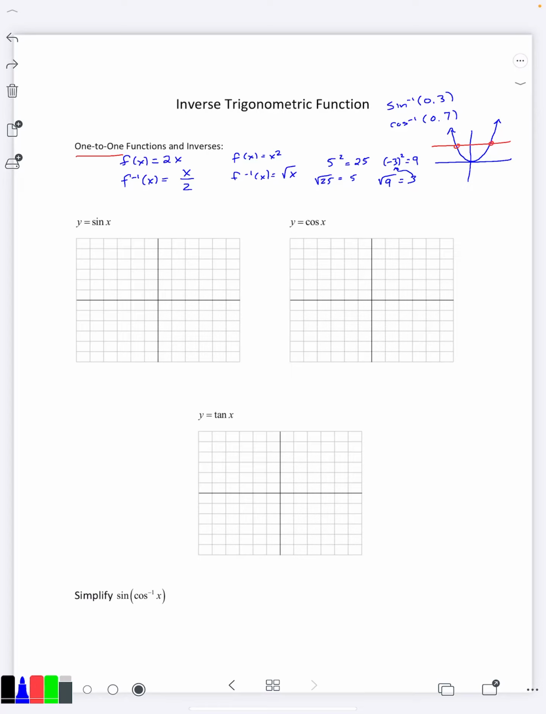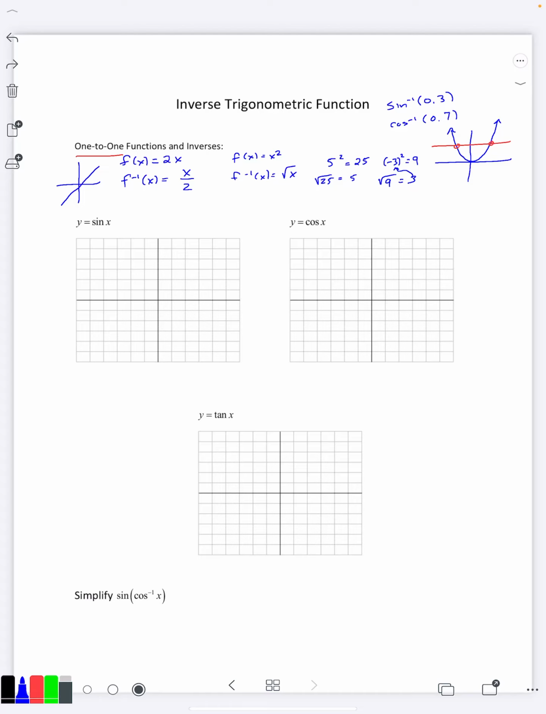If you compare that to the graph of y equal to 2x here, no matter which horizontal line you draw, you're never going to cross it more than once. Therefore, there is an inverse. Okay, so the main result from algebra we need to recall is that if a function is 1 to 1, there is going to be an inverse function that will get us back to our starting point.